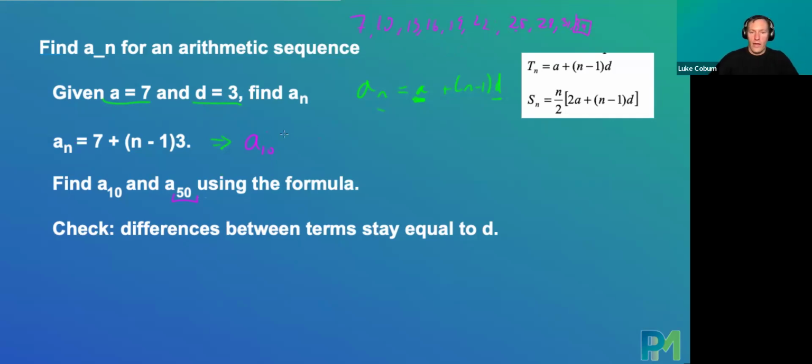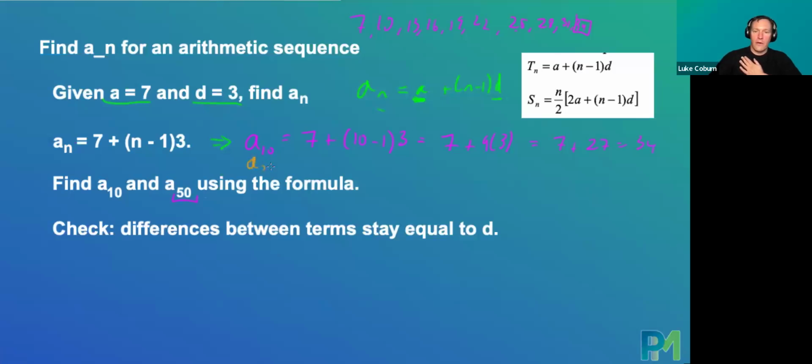So, how do I do that? Well, A10 is equal to 7 plus 10 minus 1 times 3. In other words, the first number plus 9 gaps. And it ends up being 7 plus 9 times 3, which is 27, so that's 34. So that one is what we got already.